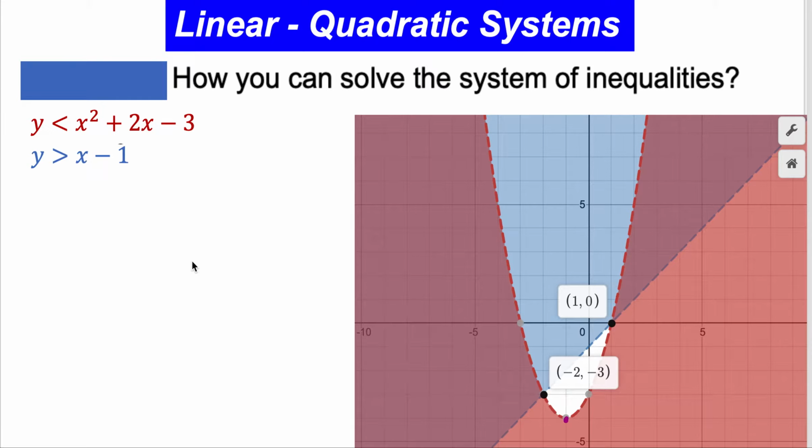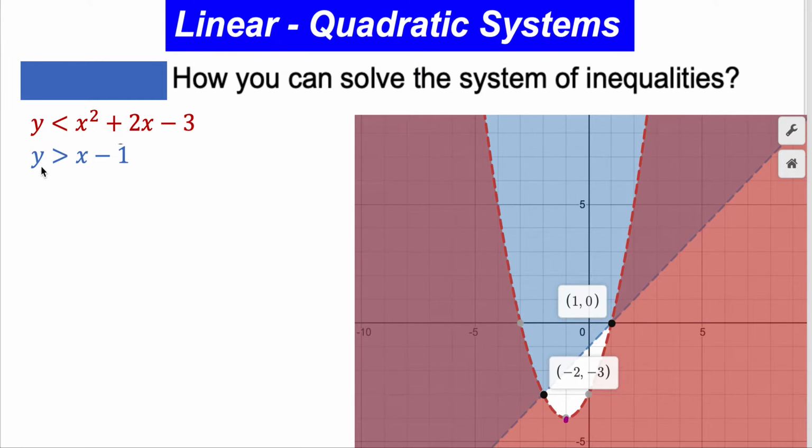How can you solve the system of inequalities? So we have these inequalities here. y is smaller than x squared plus 2x minus 3. If you plug in the decimals, you get this graph of the function, a parabola in this way. But because it says smaller, we are not including the border. That's why the border is drawn with dashes.